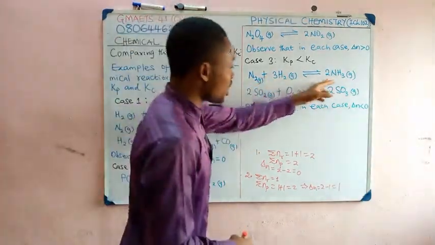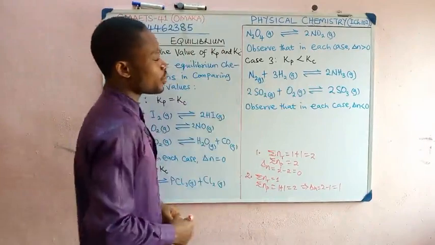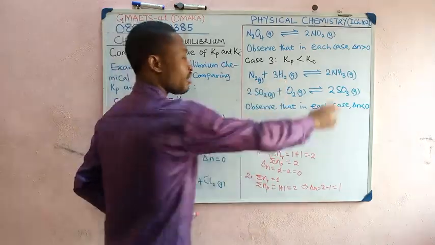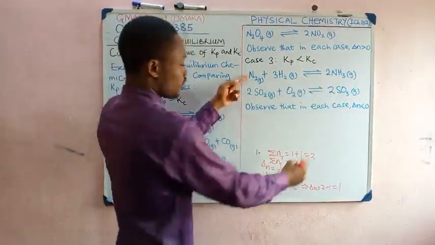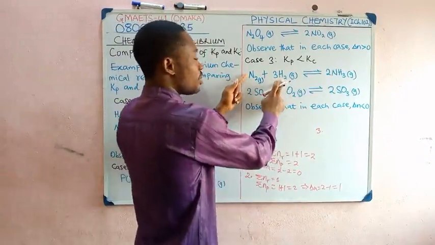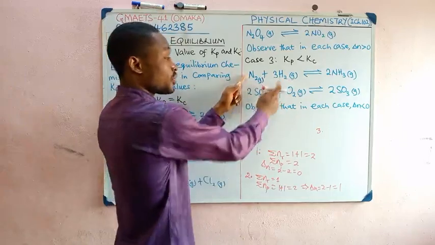Now again, let's consider this first reaction, the Haber process reaction between nitrogen gas and what? Hydrogen gas, giving us ammonia. Now take note of this: in case 3, how many moles of nitrogen do we have here and how many moles of hydrogen do we have? 1 is to 3, is that not so?